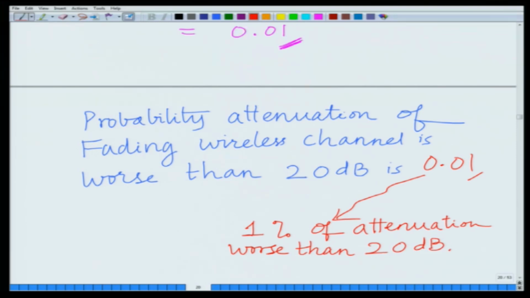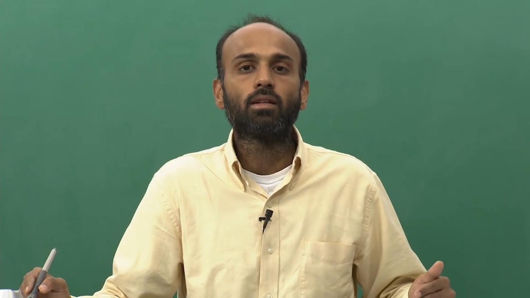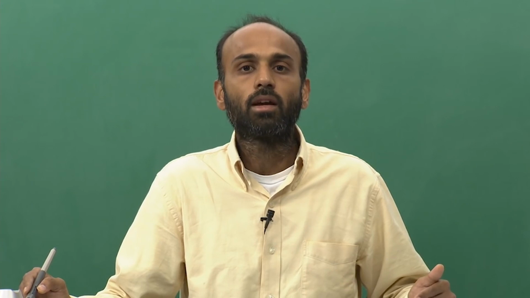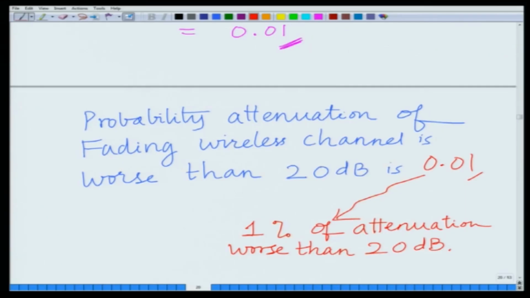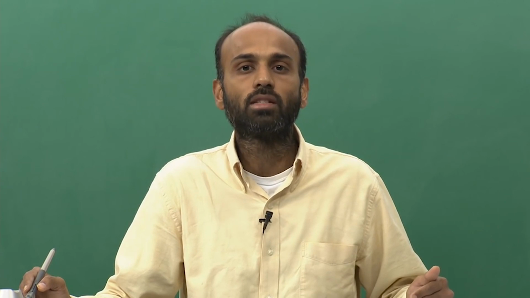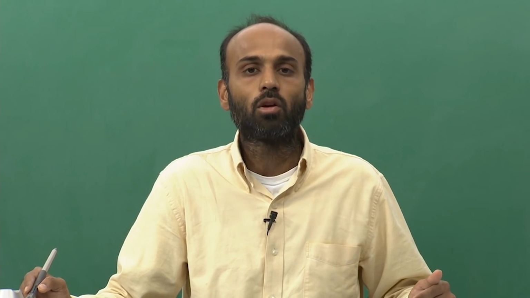So, this is a practical example in the context of wireless communication. We have said that the wireless channel is fading in nature. We said that this can be characterized by an exponential random variable with parameter equal to 1, and we said this can be used to characterize the behavior of the wireless channel, and we did a simple example in which we found the probability that the attenuation of the received signal is worse than 20 dB. So, we will stop this module here.